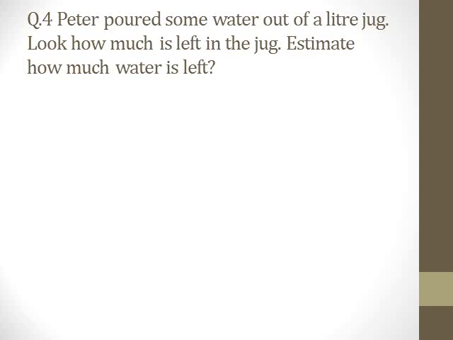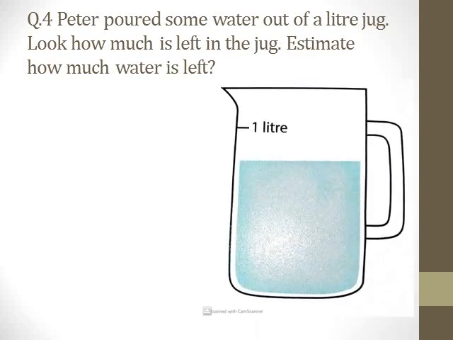So there we have a picture. This is the picture which is on page number 128 and question number 4. So this is a picture of a jug, and you can see it. This is a 1 liter jug, and the water is not 1 liter. It was 1 liter, but when Peter took out some of the water from it, it is now less than 1 liter, and you have to find out how much water is left here.